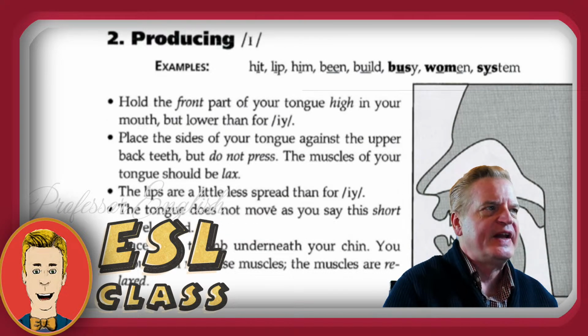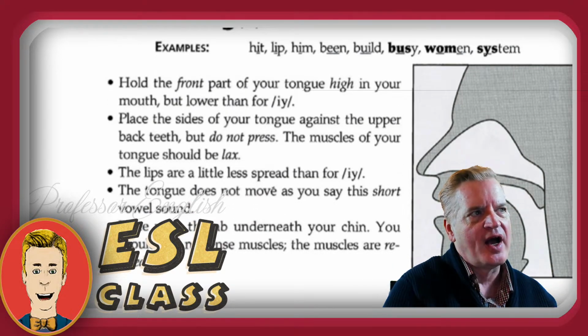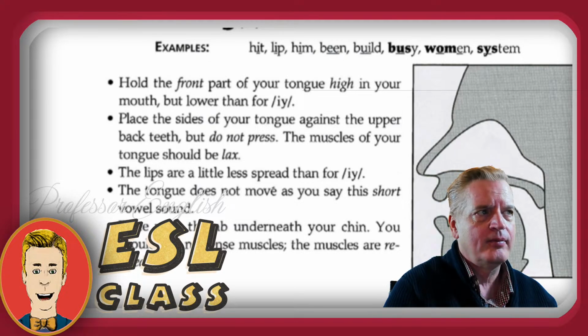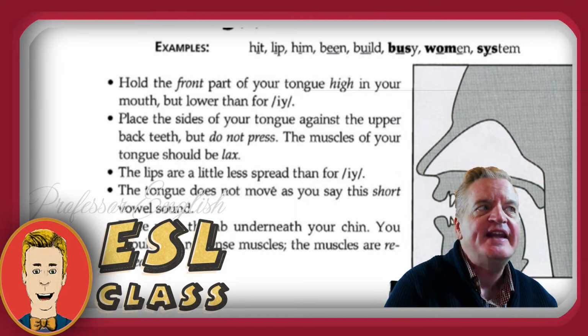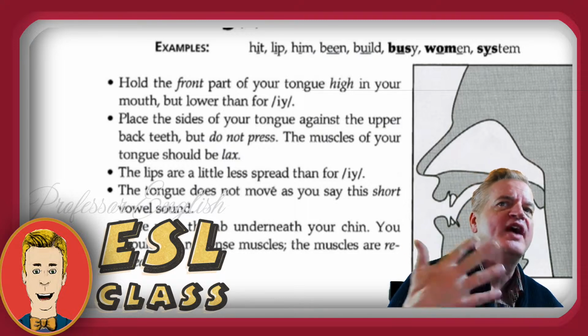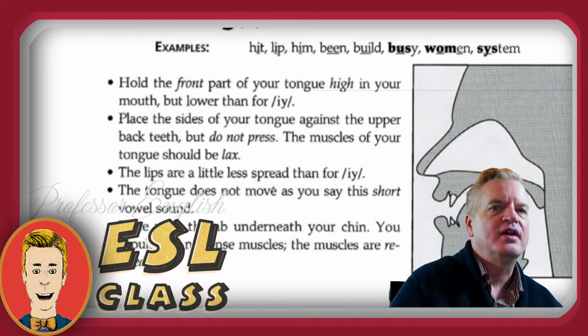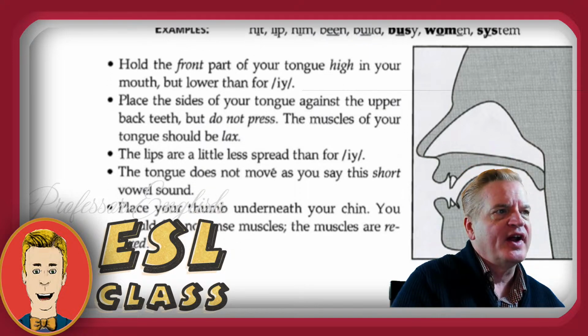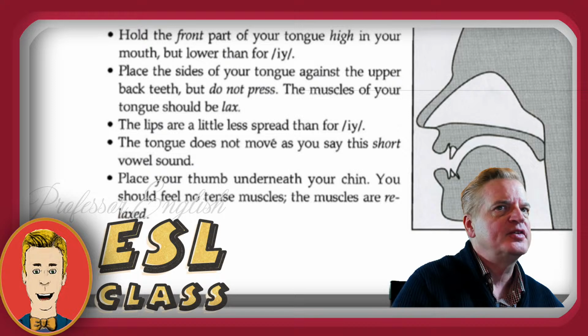All right, so that word in, remember this is the short I, and it says hold the front part of your tongue high, but not so high like E, and place the sides of your tongue against the upper back teeth. And do not press the muscles of your tongue. The muscles of your tongue should be relaxed. The lips are a little less spread than for E, so you should move your lips a little bit.